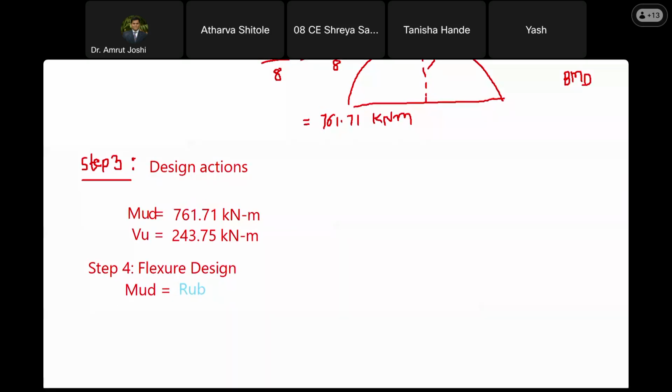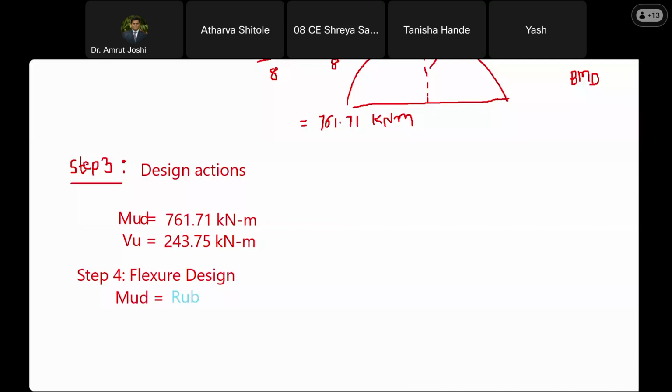RUB multiplied by BD square. Are you with me, Shreya? Yes. So RUB multiplied by BD square. What is RUB? It is the moment of resistance factor. On what does this moment of resistance factor for a balanced section depend? It depends on two things: one is the grade of steel and the other is the grade of concrete.